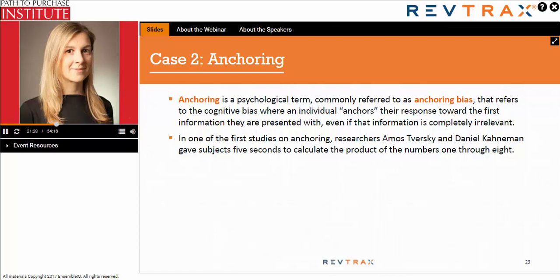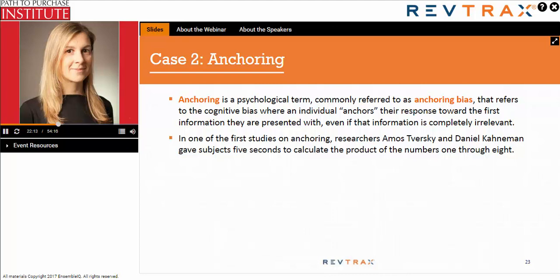So let me introduce to you the behavioral bias that we call anchoring or anchoring bias, which is a psychological, behavioral economics term that refers to the cognitive bias where an individual anchors, so to speak, their response towards the first information they're presented with or towards some context information they're presented with, even if that information is completely irrelevant. In other words, anchoring describes the common human tendency that all of us have to rely too heavily on the first piece of information, which is called the anchor in behavioral economics.